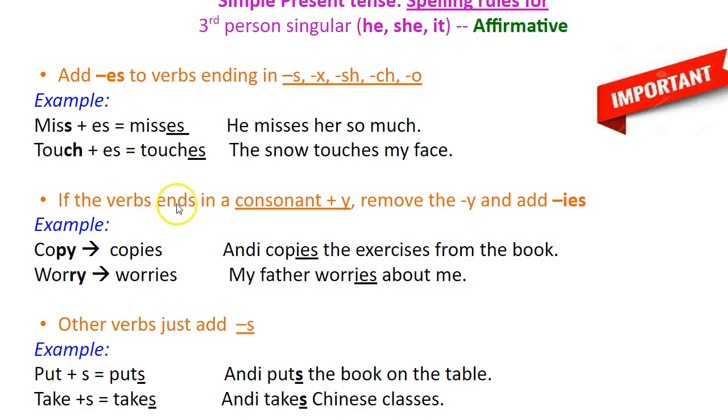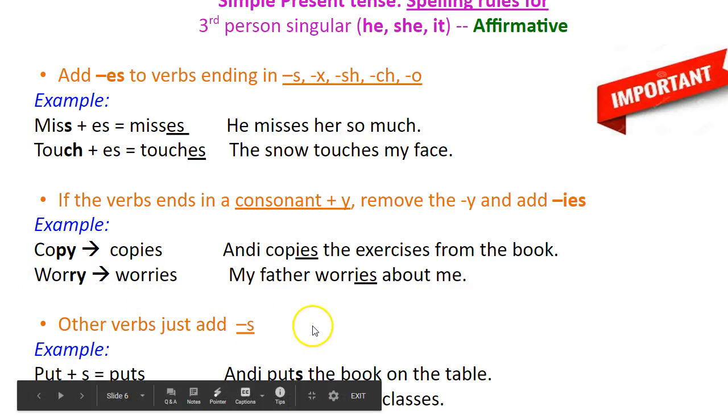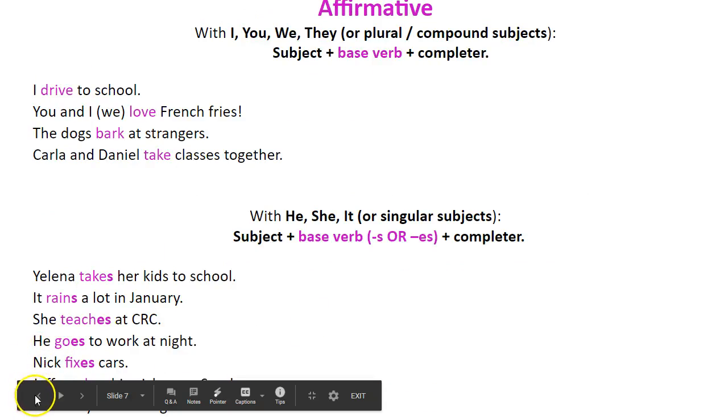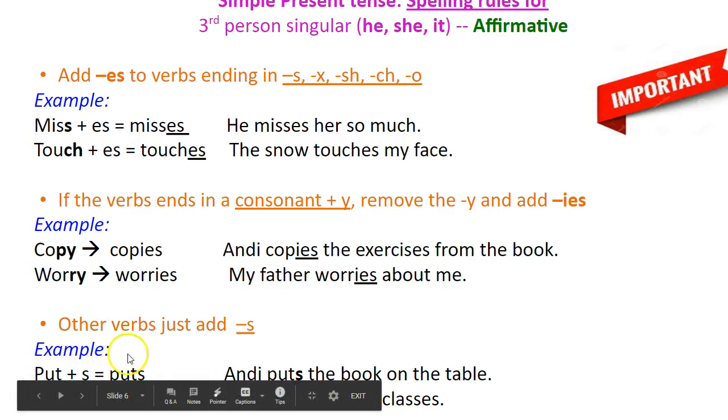Now, if the verb ends in a consonant plus y, so remember consonants are those letters that are not vowels, such as P, that ends in a consonant plus y, remove the y and add ies. For example, copy becomes copies, and worry becomes worries. For other verbs, you can just add s. For example, with put, you put an s and it becomes puts.